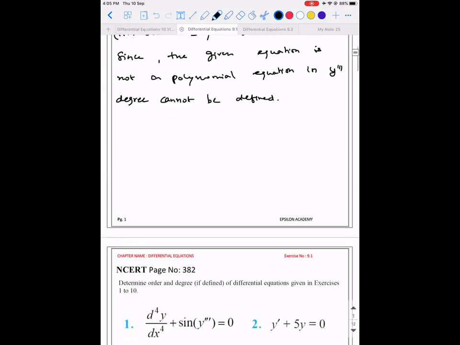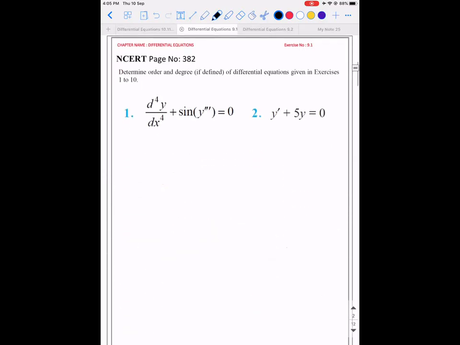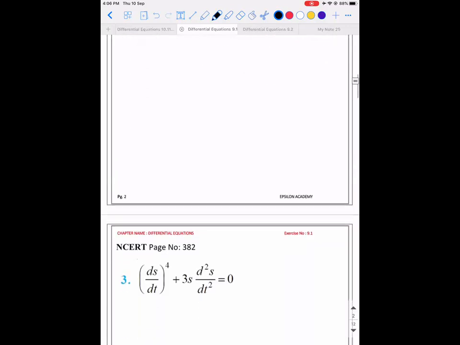So we will do these problems here. d4y by dx cube plus sin y triple dash: order 4, degree not defined, because you have sin y triple dash. Second: order 1, degree 1, because y dash is the highest order and it is raised to the power 1. So degree is also 1.